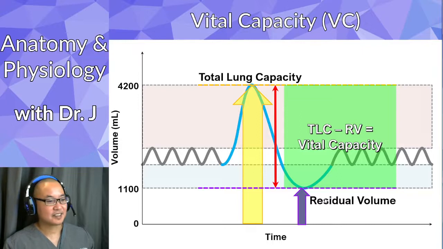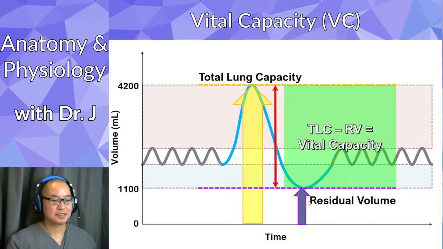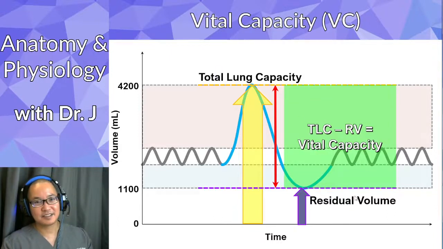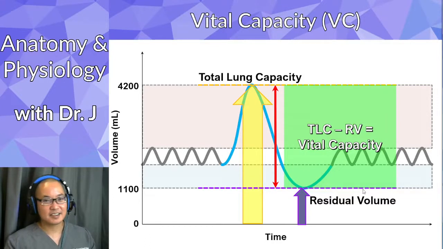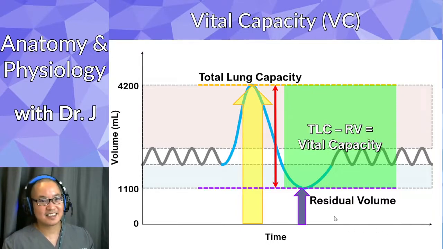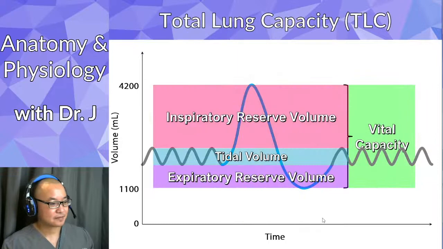It's very easy. And another way to get your vital capacity is, hey, if you take TLC, your total lung capacity, minus residual volume, you can get vital capacity. So this is the great thing about these lung volumes. You're actually able to play with the math a bit, as long as you have the correct calculations. That's the end goal here.